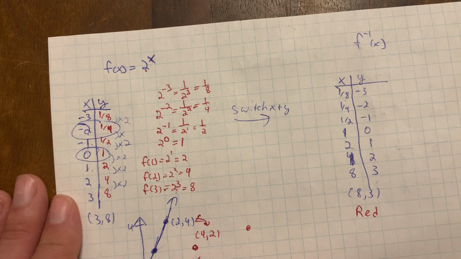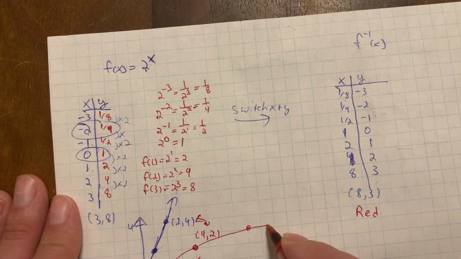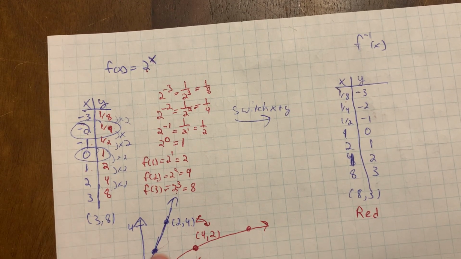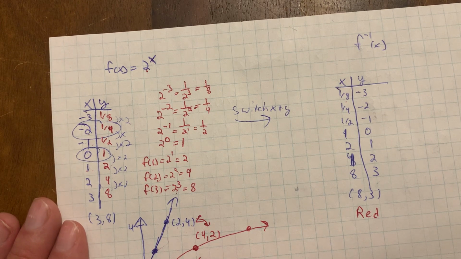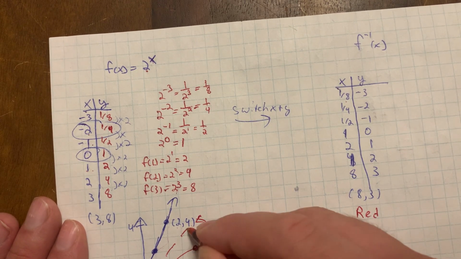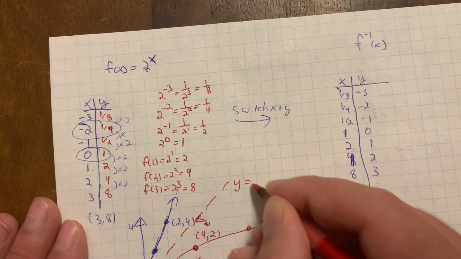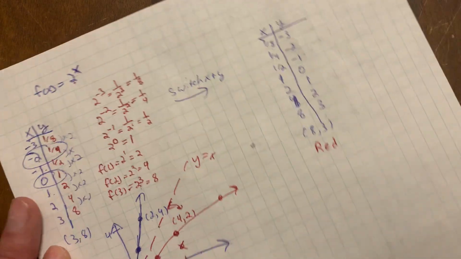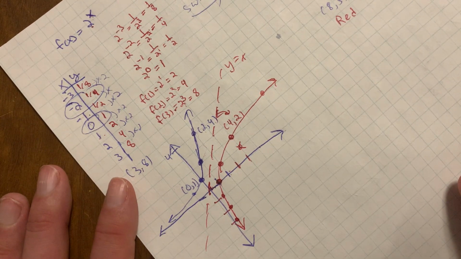So here is our graph. Of course, we should know that the relationship between these two graphs is that they are reflected over the line y equals x. And we can see that here, that these are a reflection across y equals x.